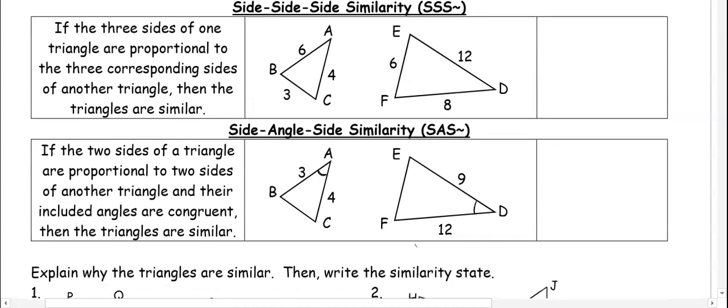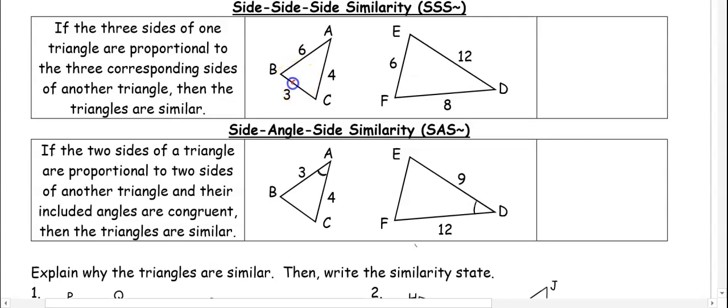Our next method is side-side-side similarity. In side-side-side similarity, if three sides of one triangle are proportional to the three sides of another triangle, then the triangles are similar. So, in this case, we see that the triangles have numbers. We don't really know which sides correspond with each other, but we know the shortest side has to go with the shortest, middle side has to go with middle, longest with longest.